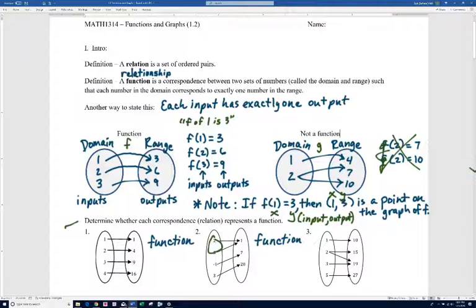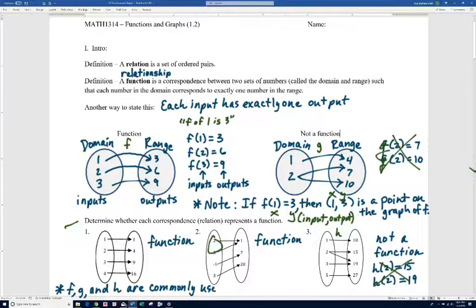Now finally on number 3 you should have said no. Notice the 2 is the problem, so this is not a function. Notice if I were to call this the h function, h of 2 is equal to 15 and h of 2 is 19. 2 is an input that corresponds to two different outputs. And again, we know that that can't happen with a function. All right, so I want to make one more comment here.